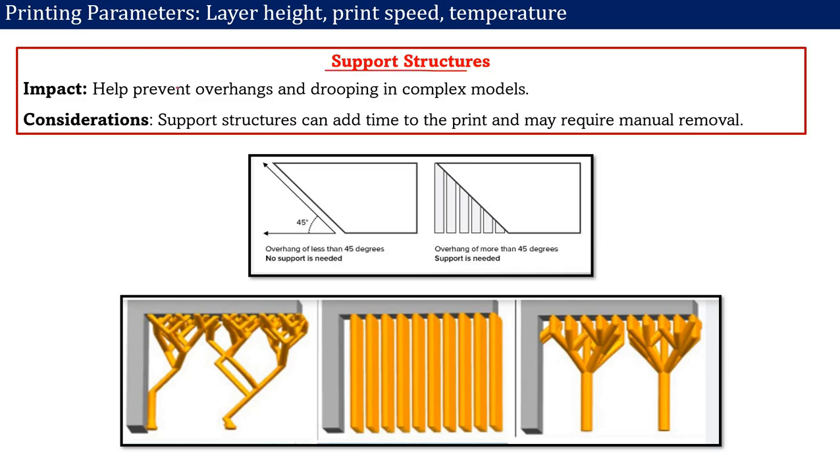After that, we have the support structure. Now, this helps to prevent the overhangs and dropping in the complex model. I have already told you, if the overhang is less than 45 degrees, we don't require the support. But if it is greater than 45 degrees, then we require the support. So likewise, we can give the support.